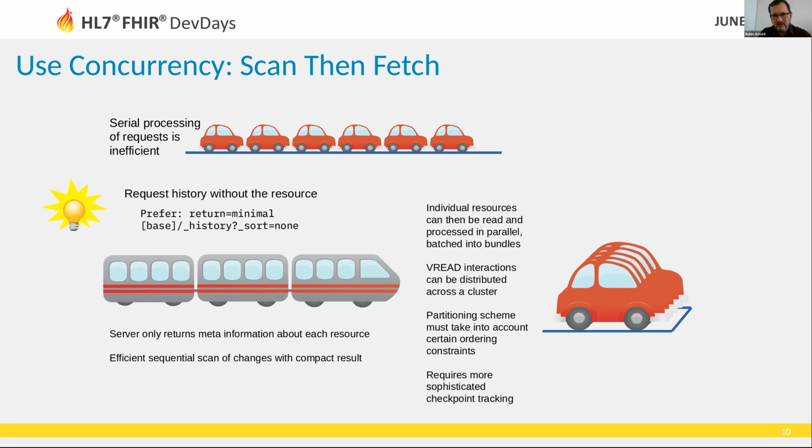Because typically, if we're talking about cloud systems, the underlying infrastructure probably has hundreds of disks or thousands of disks and many nodes and things like that. So you want to be able to spread your load over all of those resources. So what if we could actually request the history, but without actually asking for the resources?